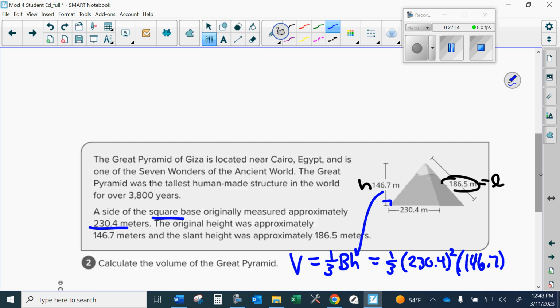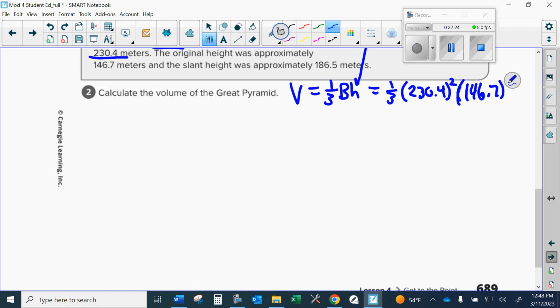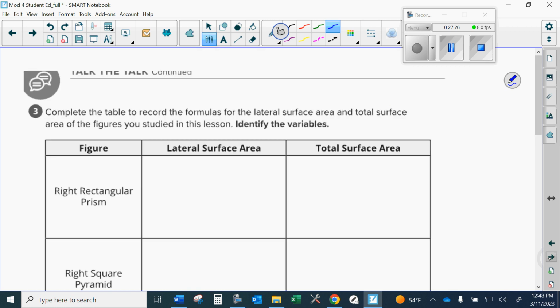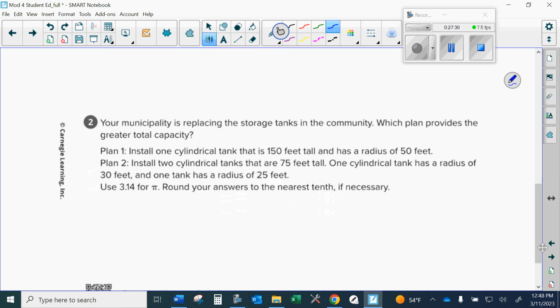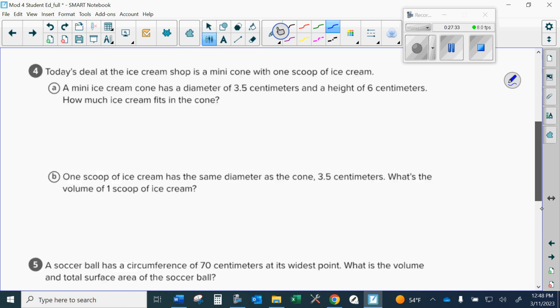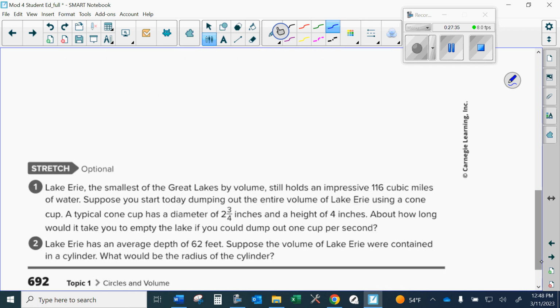So you have to know which to use, slant height or height. Slant height is only used in lateral area. Actual height is used for volume. So they're going to give you that to see. Okay, I think that is it. We've covered everything we need to right there. Okay, 27 minutes.